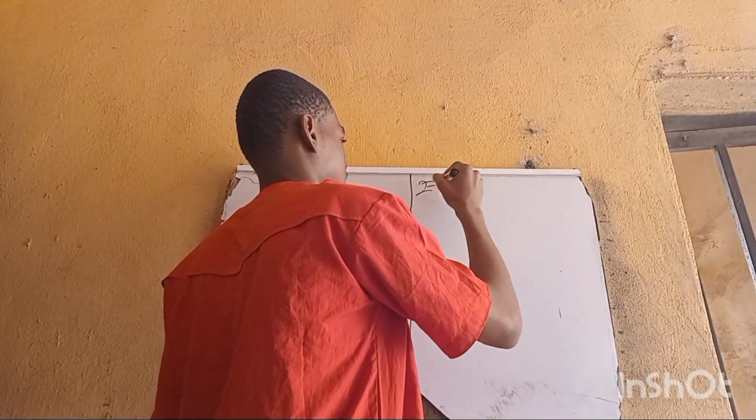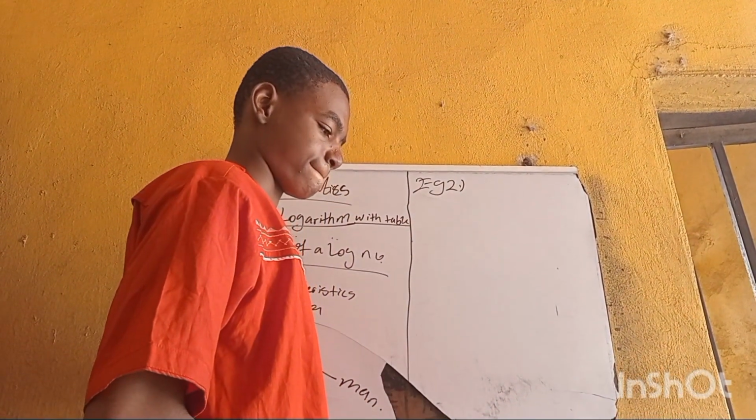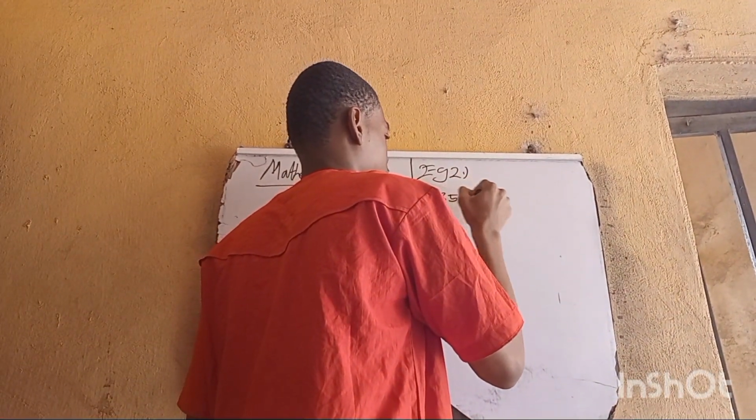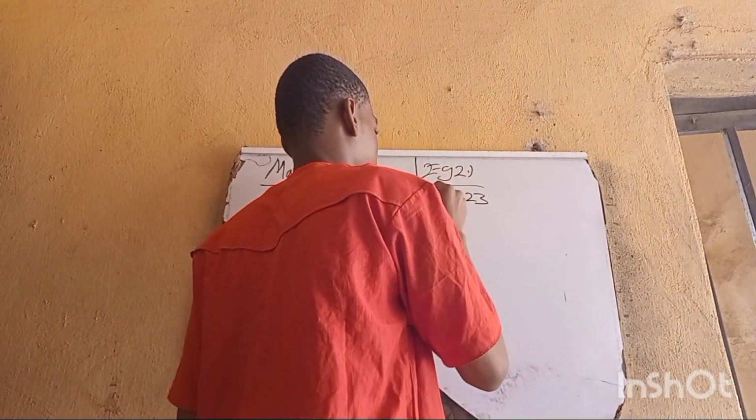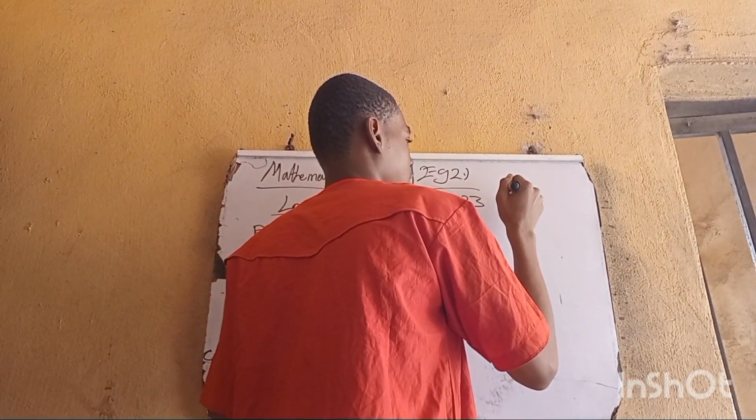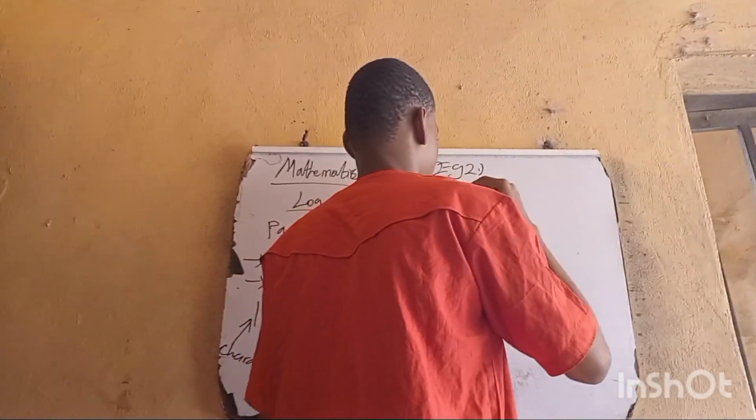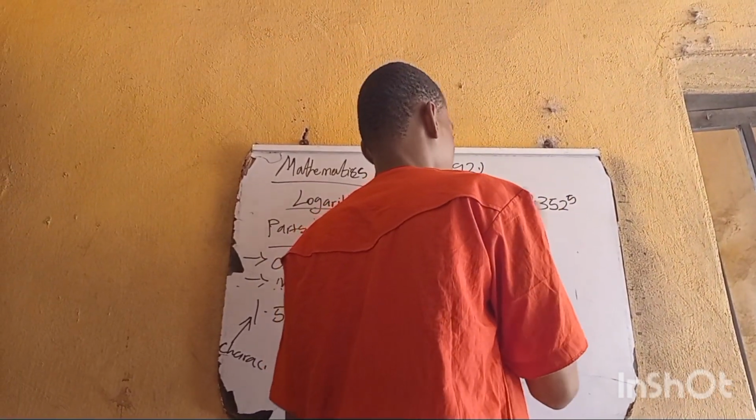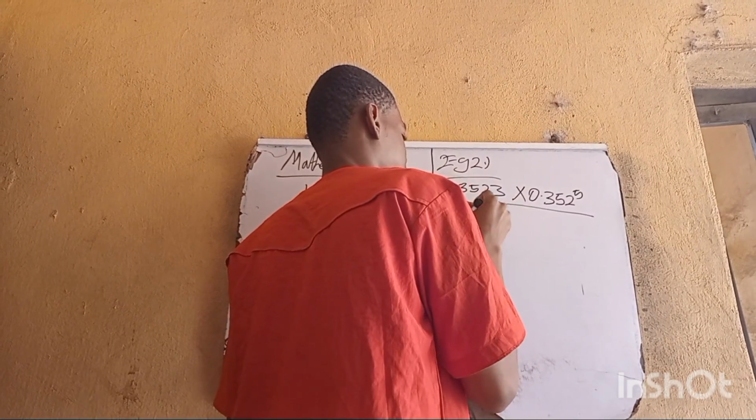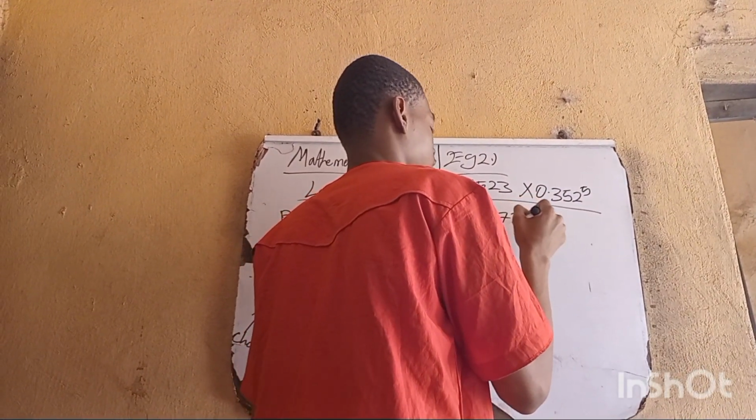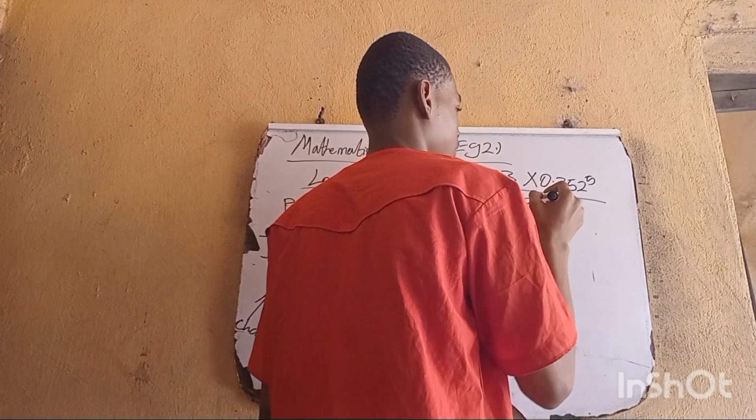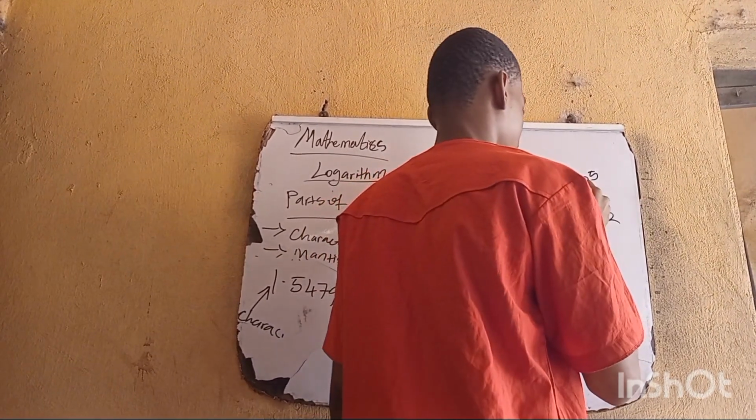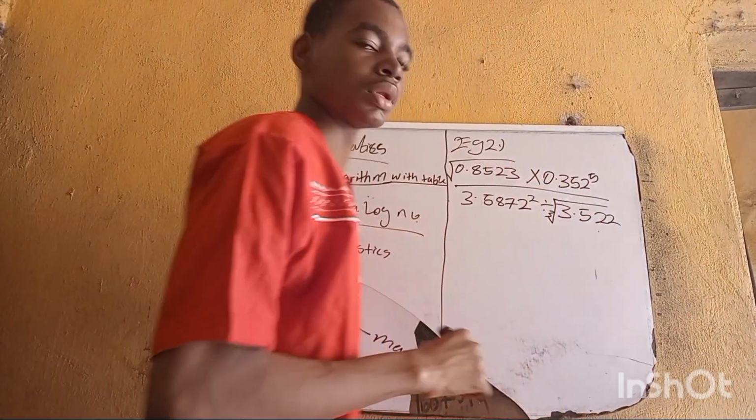logarithm, this is example 2. Let's say we're asked to find the square root of 0.8523 multiplied by 0.352 raised to the power 5 over 3.5872 raised to the power 2 divided by 3.522. Let's find the cube root. So we should evaluate this.